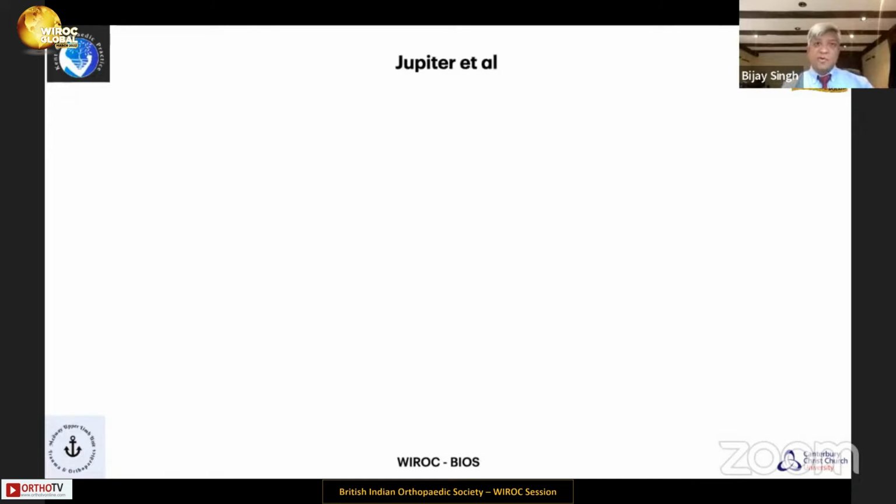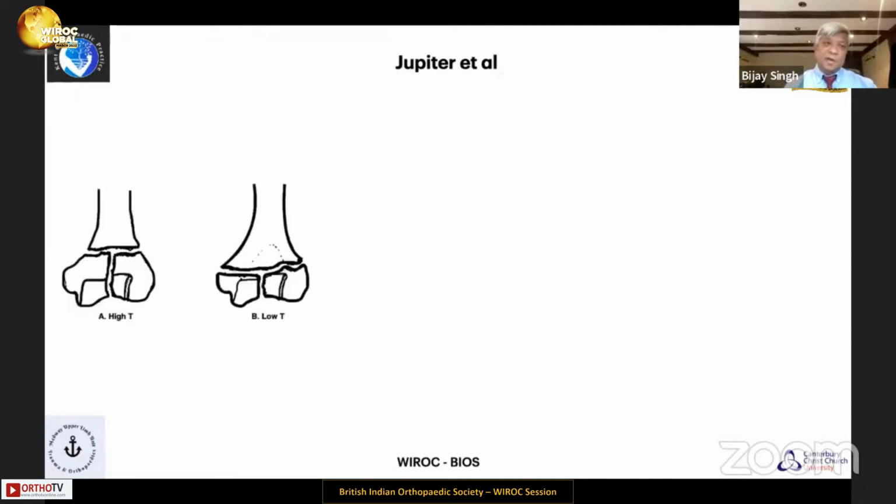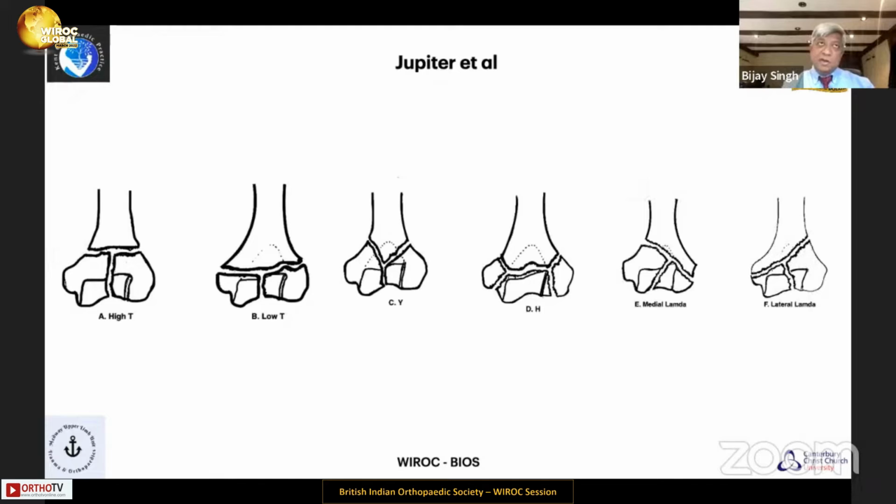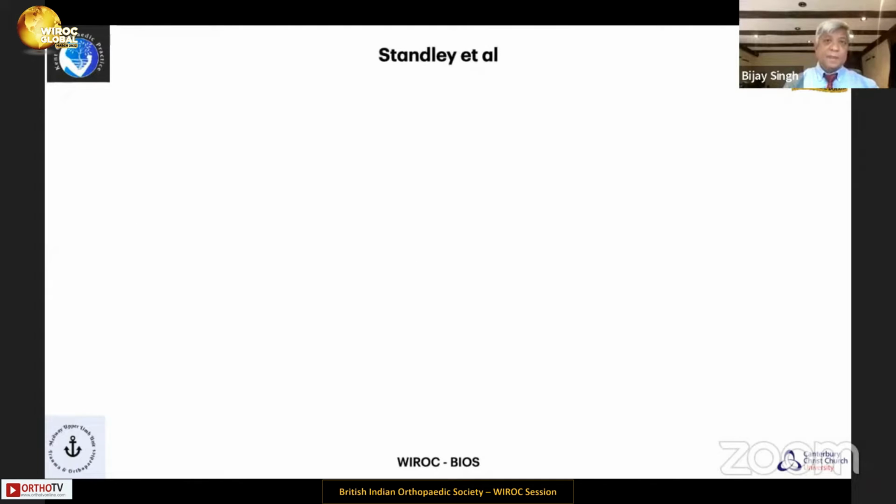The two that I found useful: one was described by Jupiter and his team, which was a T fracture pattern, a high and a low. These are generally simpler to manage. Then you've got what they describe as a C or a Y fracture, and further comminution, or the lambda type fractures, which you need to be aware of and plan your plate placements accordingly.